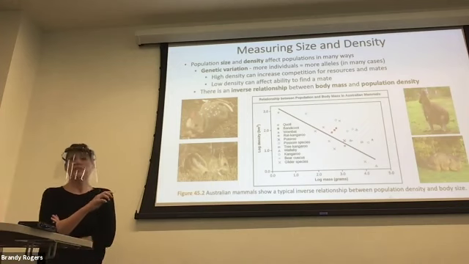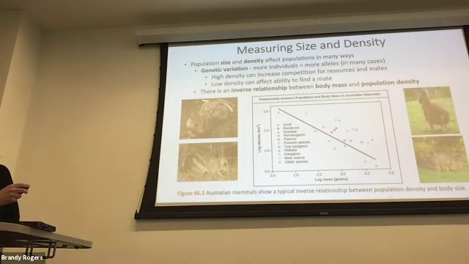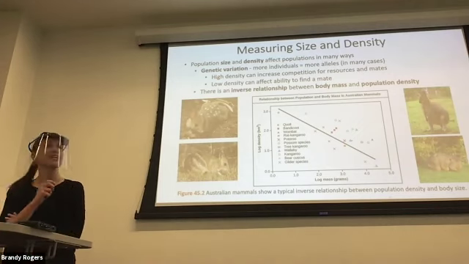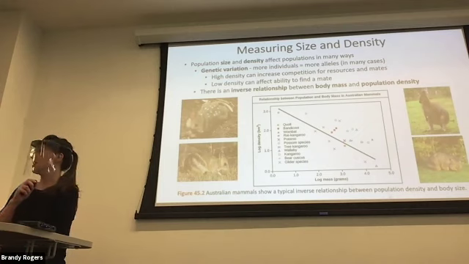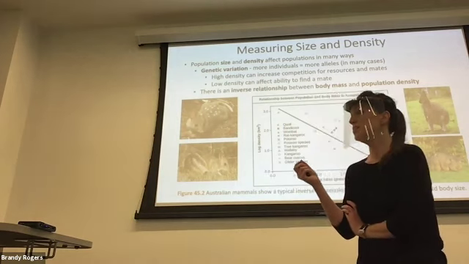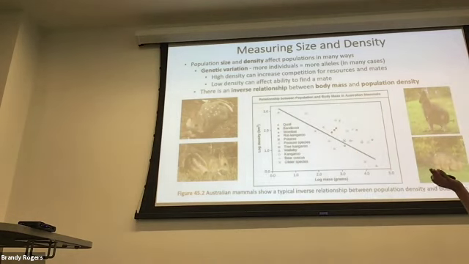All right, so let's look at some measures of size and density and why it matters. First of all, genetic variation. How do you think population size can affect genetic variation in general? Yeah, a too small population can lead to a genetic bottleneck. What does that mean? What happens to genetic variation if you have a bottleneck? It decreases, right? So you can look at things like inbreeding depression and stuff like that. We talked about that many chapters back.